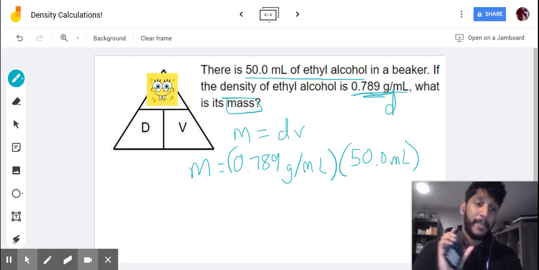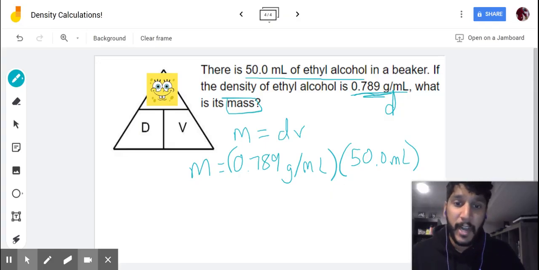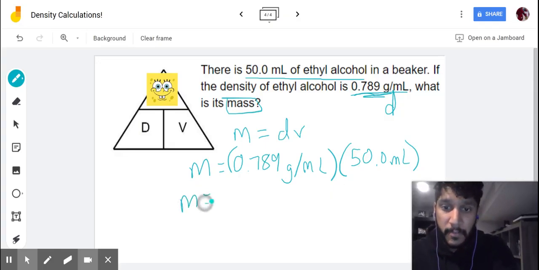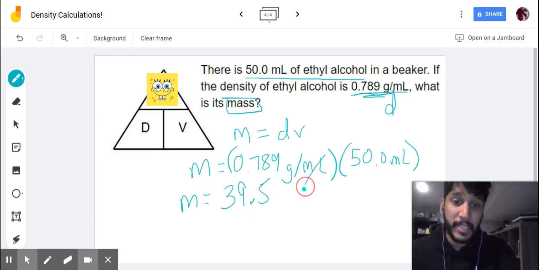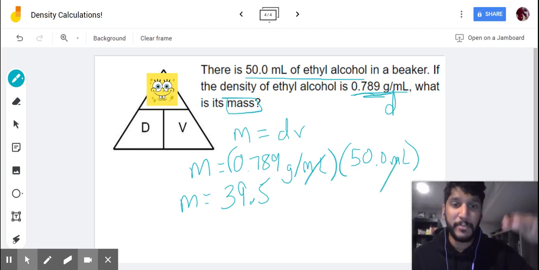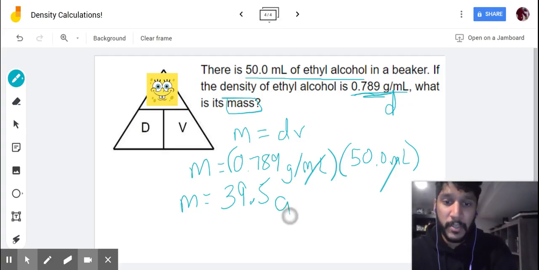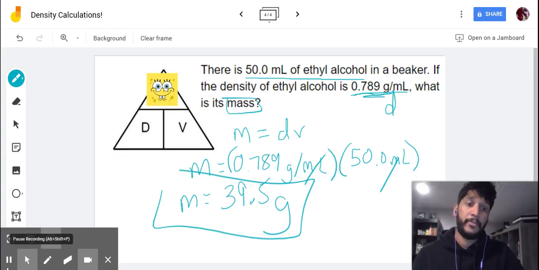And we get the same answer we got last time, right? So we got, you probably can't see it because of the glare. So we still got mass equals 39.5. And again, the unit for our mass, these units are going to cancel out. The units, milliliters and milliliters, one's on the top, one's on the bottom. We're left with g. So our answer is mass equals 39.5 grams.